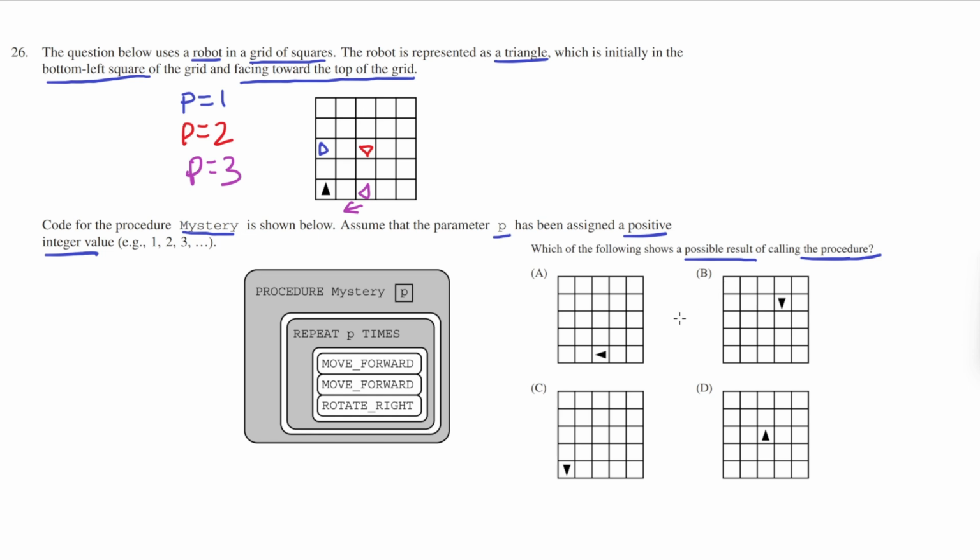And if we look at our answer choices, we see that this matches A. We're in the bottom row, 3 blocks from the left here. We are both facing to the left. So that means that this answer choice A is the result of procedure mystery after being repeated 3 times. So that means this is a possible result of calling the procedure. And in this case, it's calling the procedure mystery with a p-value of 3. So this is a possible result. So the correct answer is A.